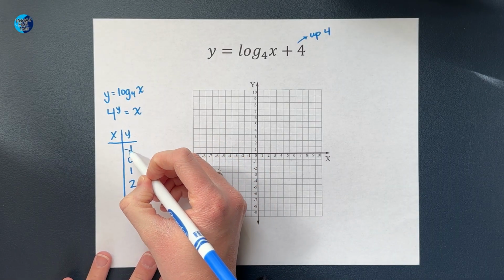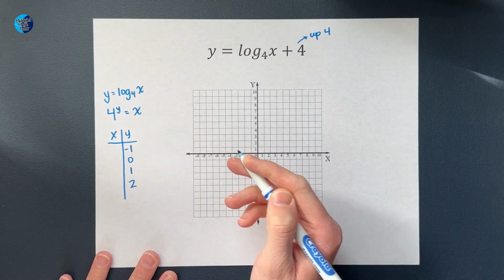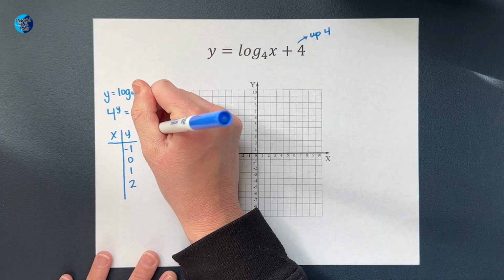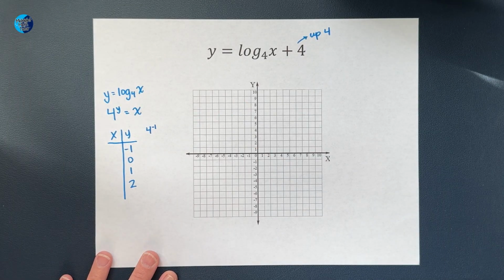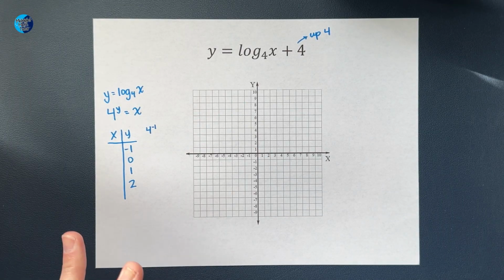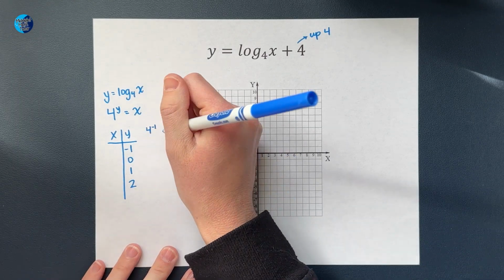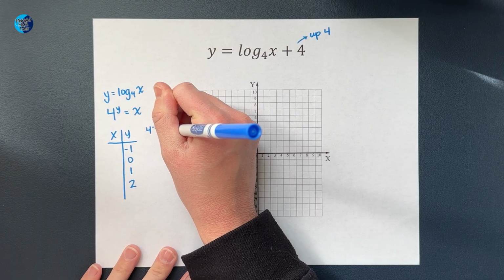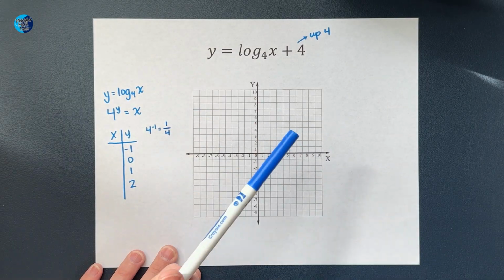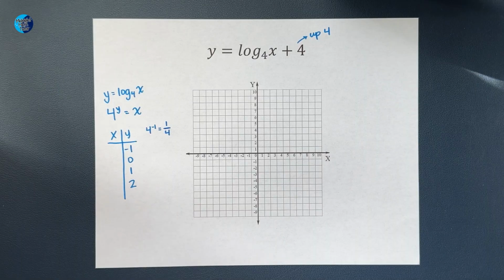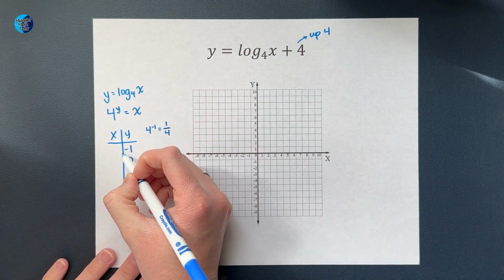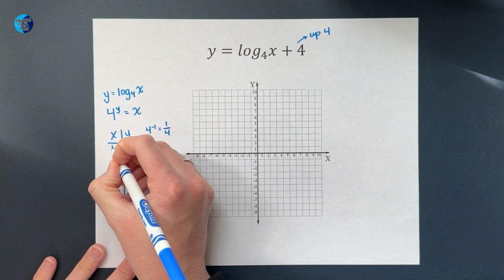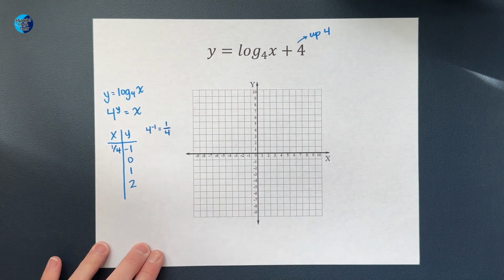So if I plug in -1 for y, I'm going to get 4 to the -1st power. Now, when I have negative exponents, I drop them down to the denominator. So this will be 1 over 4. If that seems crazy, you don't believe me, I'll link a video in the corner that explains why that is. So when I plugged in -1 for y, I got 1/4 for x.